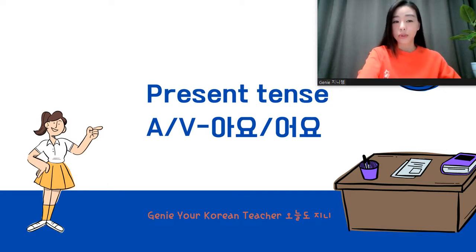So today we're going to study adjective verb 아요, 어요, which is a present tense in Korean. So are you ready for this? All right, let's take a look at it together.